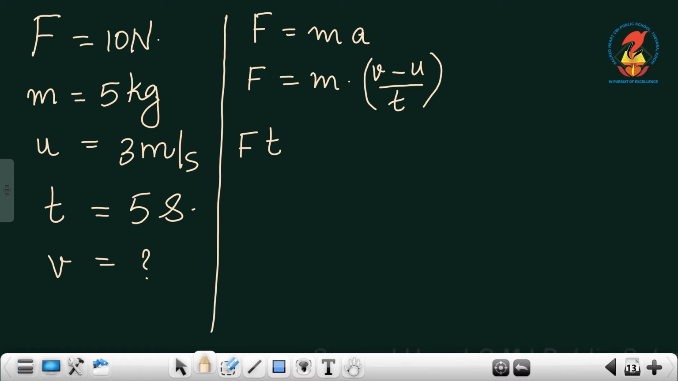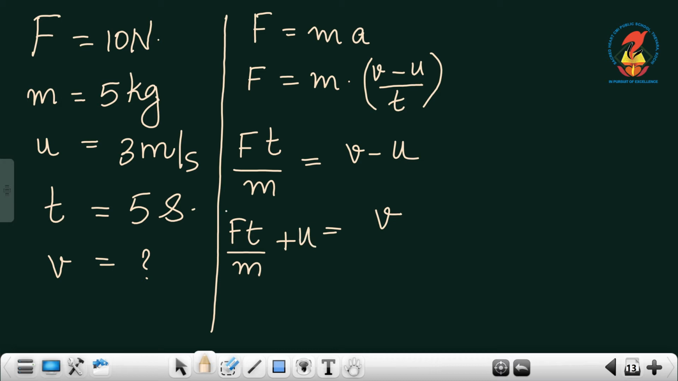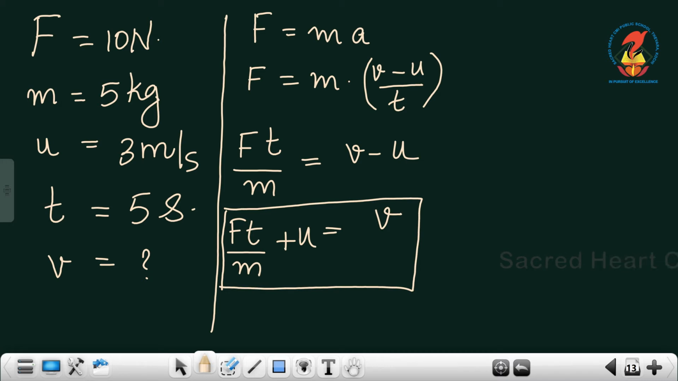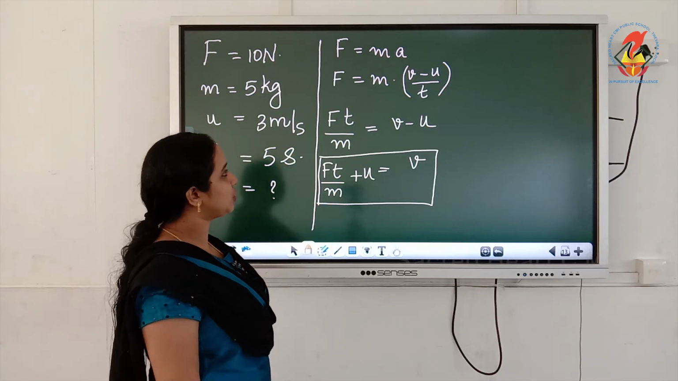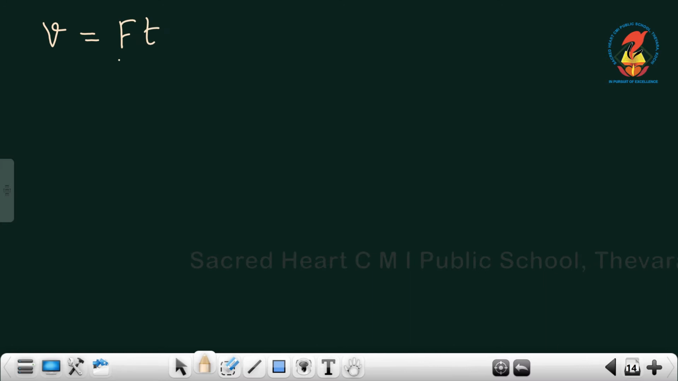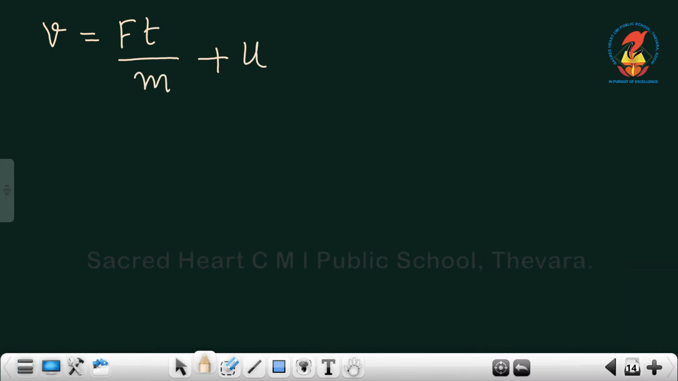Now move this m to the other side. Here it was m into. So when we move it to the left hand side, it becomes divided by m. So Ft by m is equal to v minus u. Now let us get an equation for v. So v is Ft by m. Move this minus u to the other side, it becomes plus u. So this is the equation to find final velocity. So v is equal to Ft by m plus u.